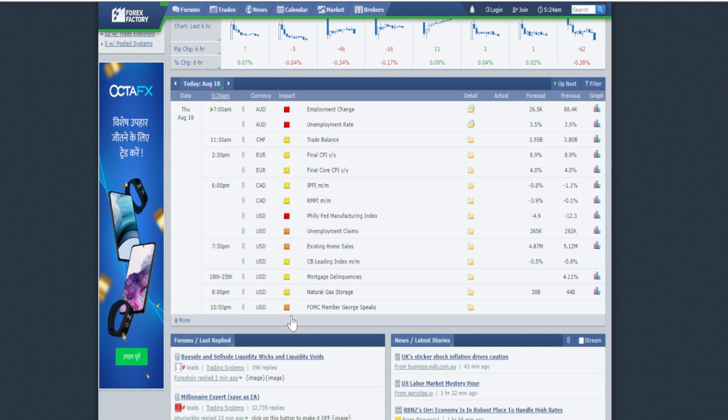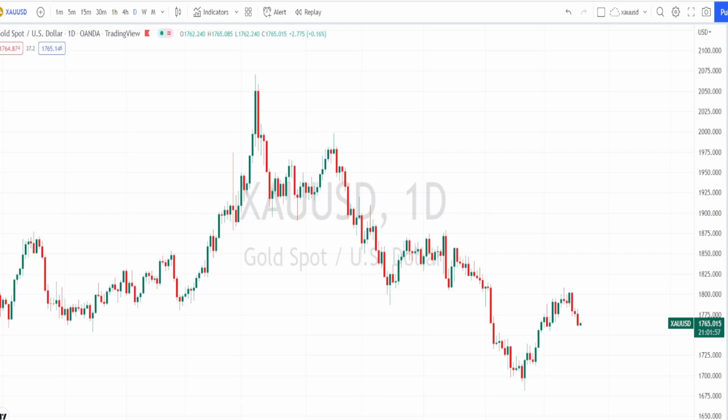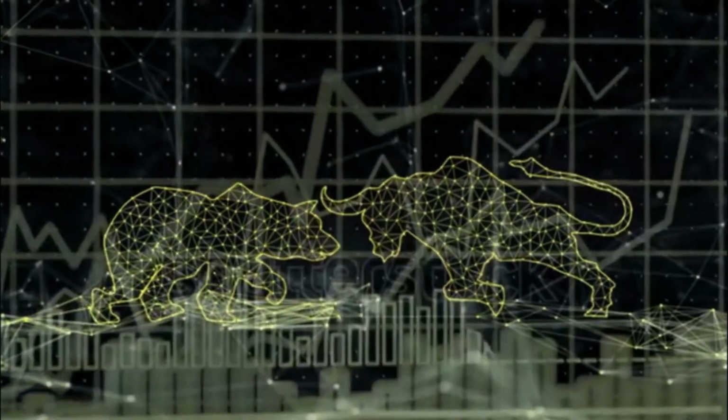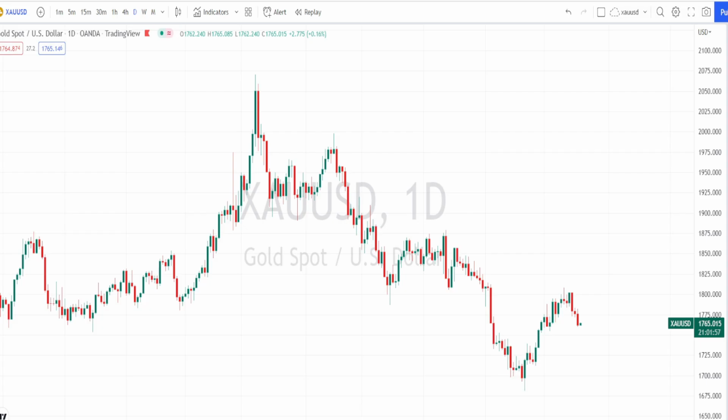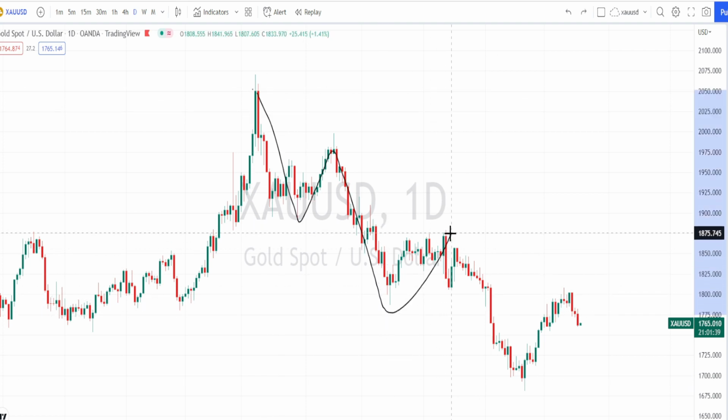Let us begin our gold analysis. I'm in the daily time frame now. When we look at the price action in the daily time frame, it is very clear that the current price action is still in a very nice bearish trend.